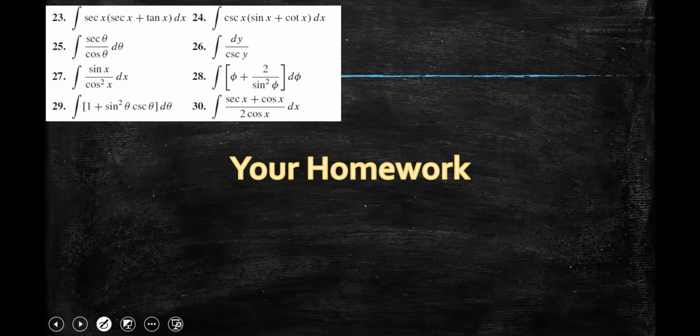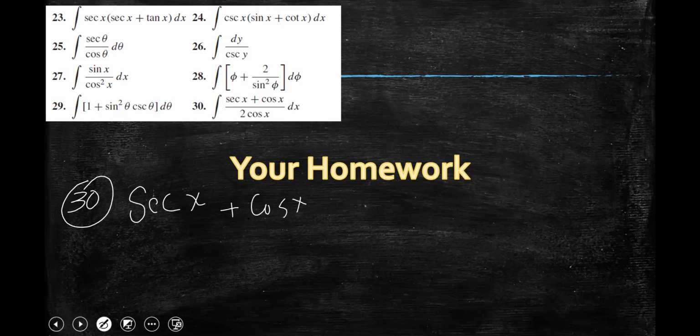Now I want to solve number 30 with you. In number 30, this is your homework, but I want to solve it. I will post it for you in the discussion room. In number 30 we have the integral of secant x plus cosine x over 2 cosine x dx.